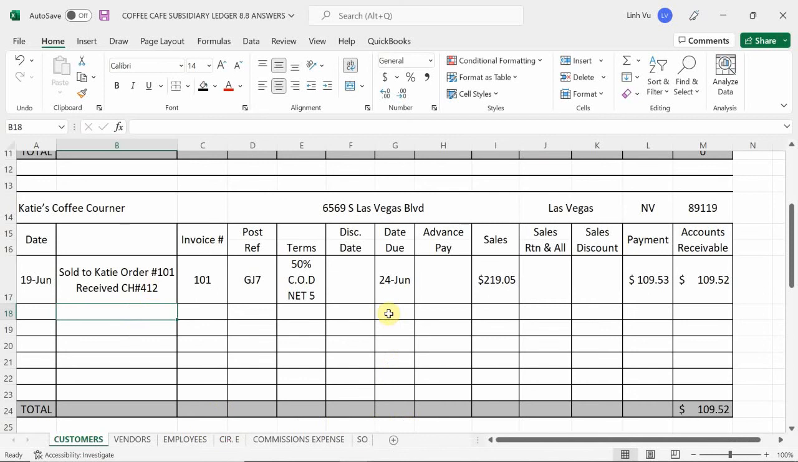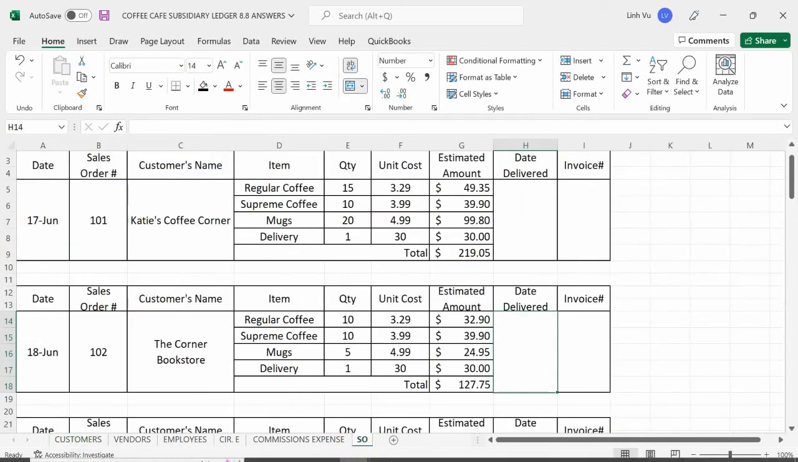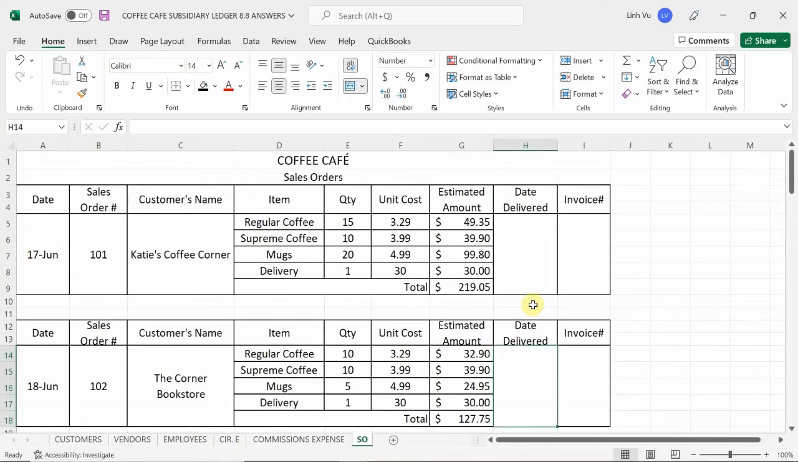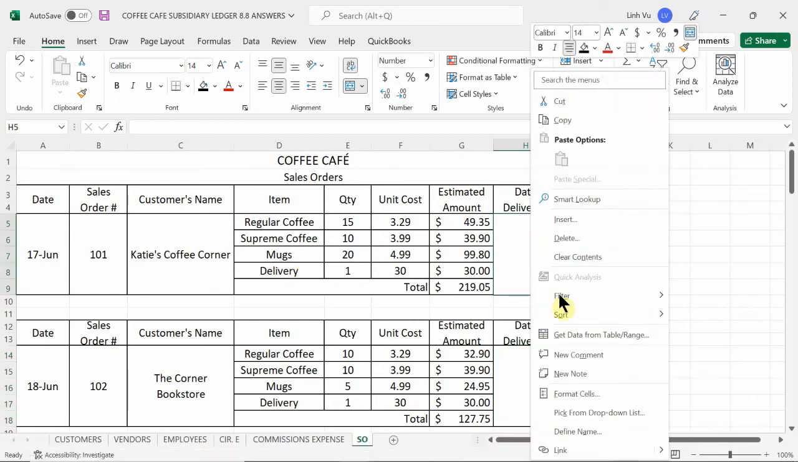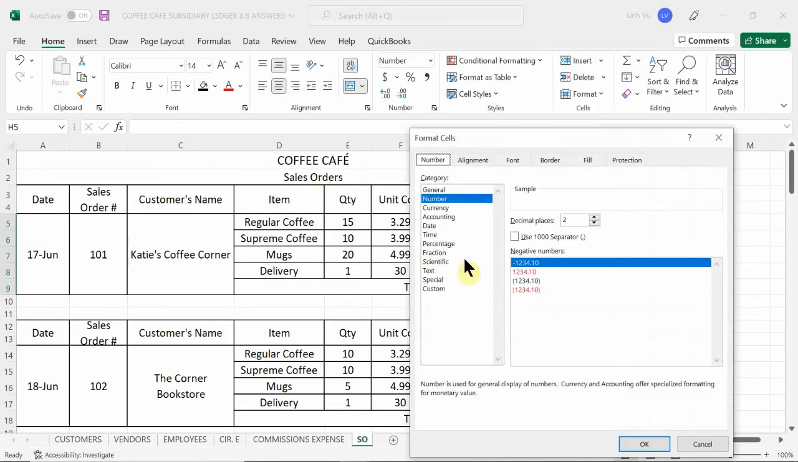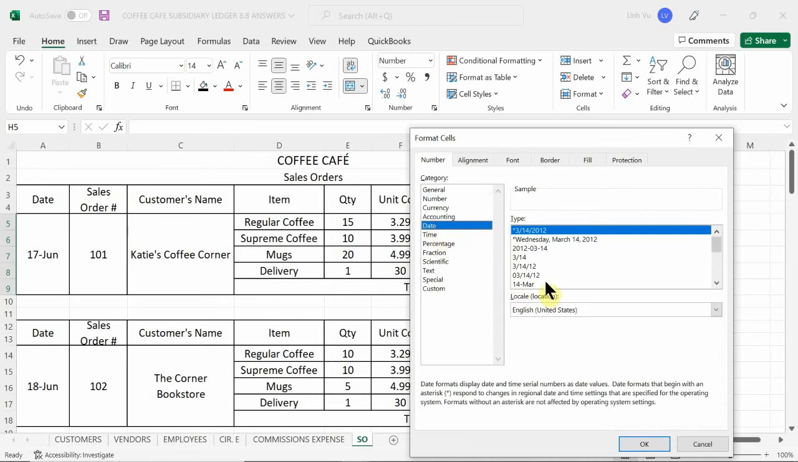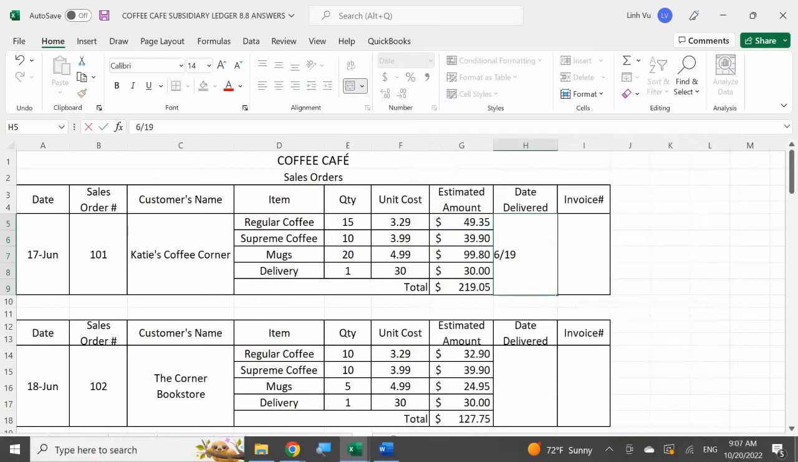Now that we completed the order, we should confirm that we sold to Katie, right? How do we confirm that? You've got to go in your sales order. In this case, the date we delivered was the 19th, and today is the 19th. And what was the proof of transaction? What did I bill her as? Invoice number 101. Okay, good.